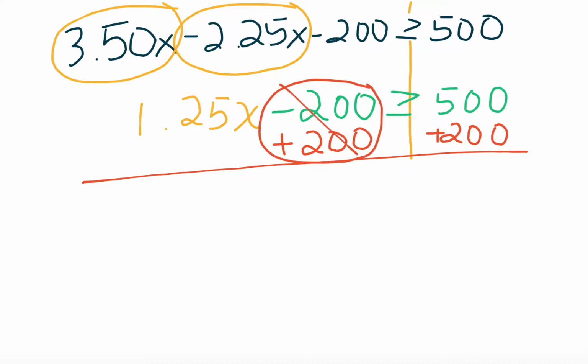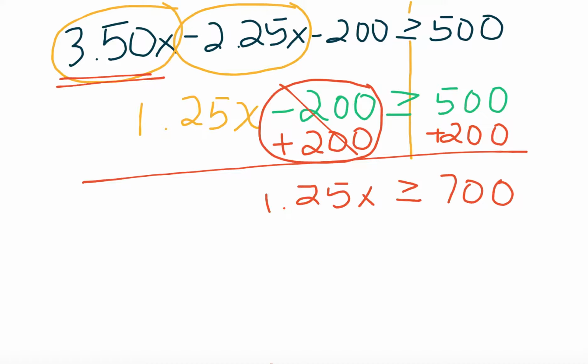These cancel out because they're additive inverses. And we're left with 125x is greater than or equal to 700. The inequality did not have to flip because we did not divide or multiply by a negative. Let's think about what this inequality represents right now.